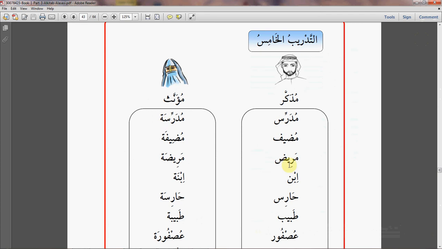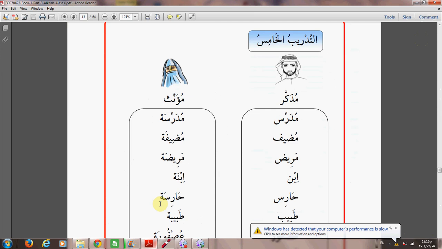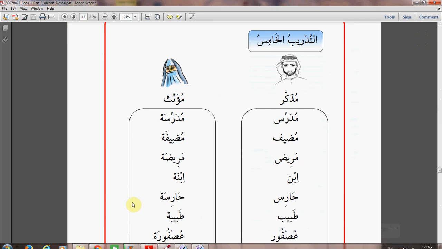مريض, مريضة, ابن, ابنة, حارس, حارسة. But we don't pronounce the ta. Could you notice that I didn't say حارسات? We pronounce the ta if there is any word that comes after and we read them together at the same time. Okay, حارسة الغابة, for example.